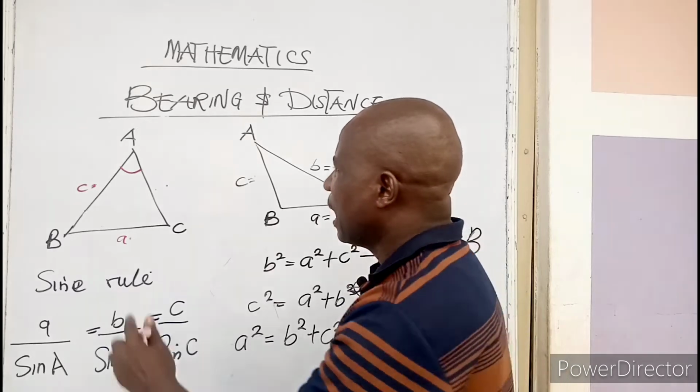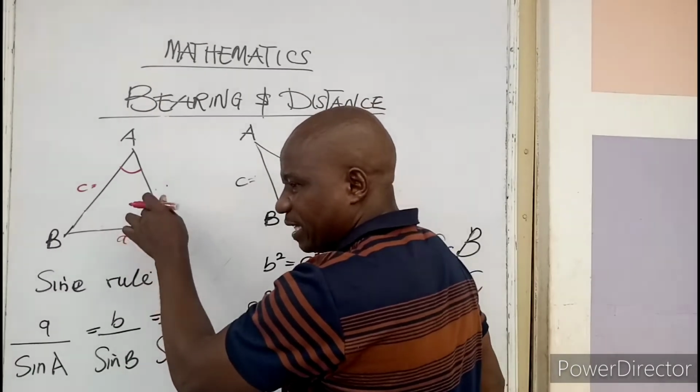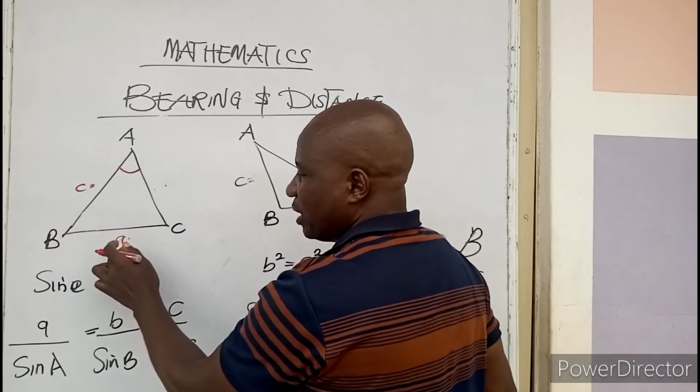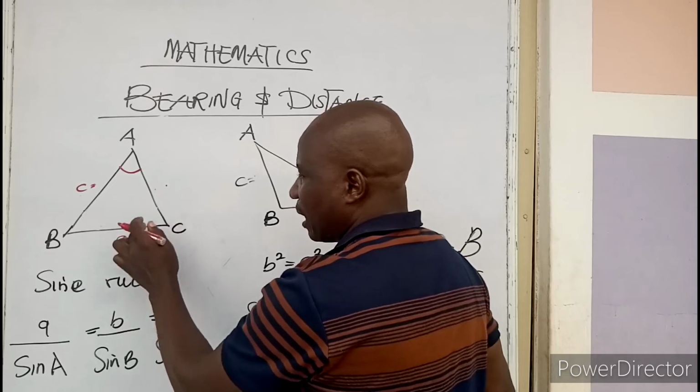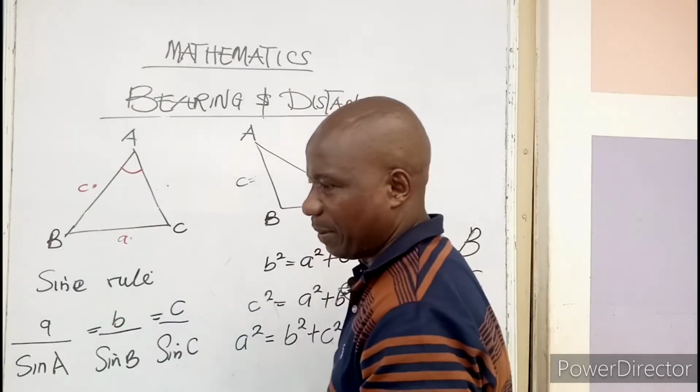I know this angle is not known. I want to find this angle. I know this side, I know this angle, I know this side. Of course, I can calculate this angle. If I calculate this angle, I can get the other parameters.